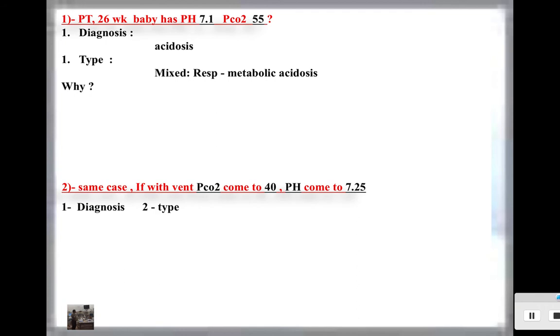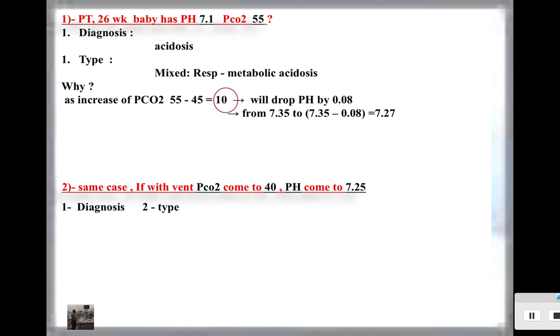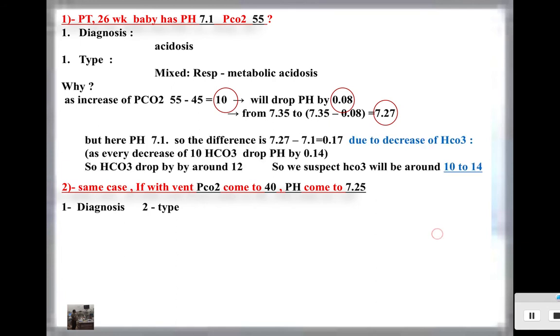So let us prove this by applying our rule for calculation. This 10, according to our rule, will drop the pH by 0.08. So we assume here that the pH will come from 7.35 to 7.27. But we found that it comes to 7.10. So 7.27 minus 7.10 leaves 0.17. This comes from a decrease of bicarb. So it is a mixed disorder.